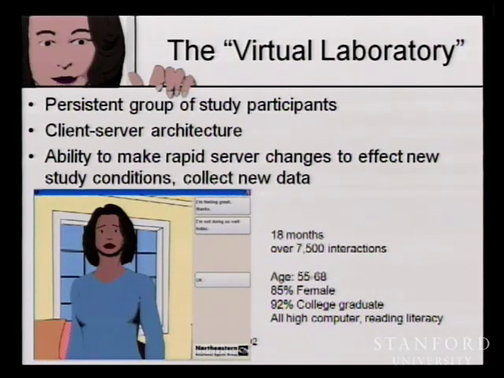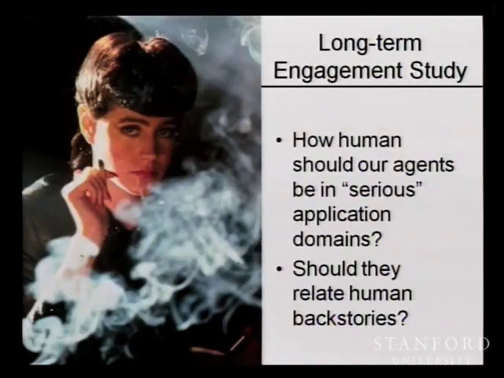And so one of the tools we have is we have a group of 30 older adults who are talking to one of our exercise coaches every day. They've been doing this for 2 years now, and we can dynamically change the dialogue on the back end to run longitudinal studies and see how they respond to it. So the study I was just mentioning is how human should our agents be?